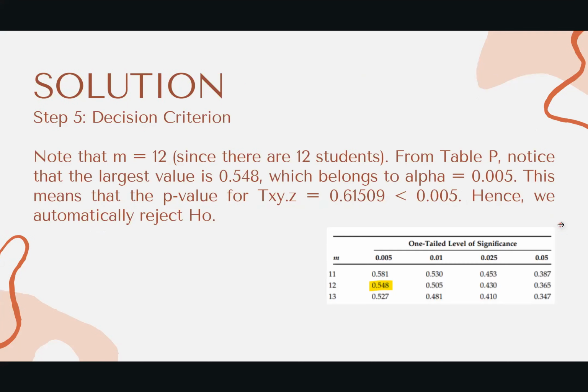Ito na. So gagamitin na natin yung table P na sinasabi ko. So note that there are M equals 12 students. So from table P, notice that the largest value rather is 0.548, which belongs to alpha at 0.005. This means that the p-value for the test statistic is guaranteed to be less than 0.005 kasi syempre habang lumalaki yung test statistic natin, mas nagiging extreme siya. So mas lumiliit yung p-value natin. So hence, automatically, we reject H0 kasi tinetest lang naman natin siya at 0.05 level of significance.